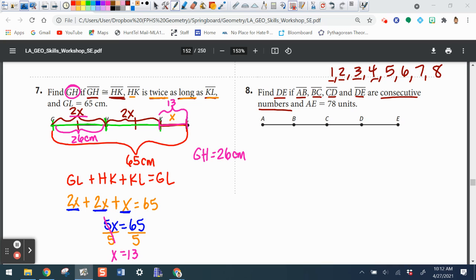And so what they're telling us is that, for instance, if the distance from A to B is 2, then the distance from B to C is 3, the distance from C to D is 4, and the distance from D to E is 5. Now, clearly, it's not those measurements because they also told us that the distance from A to E, the total, is 78 units. So we're going to represent the distance between each of these smaller segments using algebra.